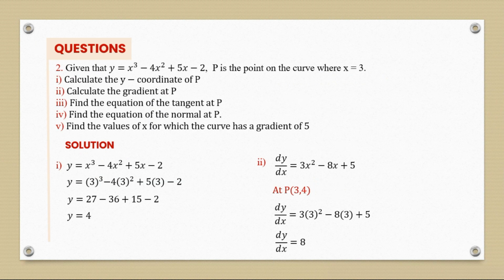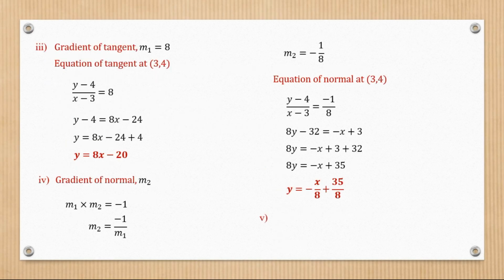So the last question, find the values of x for which the curve has a gradient of 5. Alright, so for part 5 we have to remember that dy/dx is equal to 3x squared - 8x + 5.